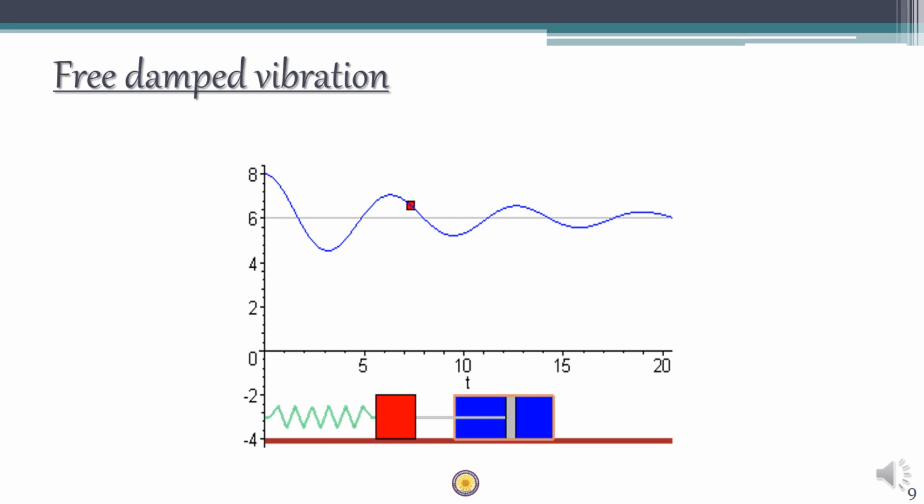Another example is free damped vibration. Here, along with the spring and mass, there will be a damper also, which is nothing but an energy dissipating system. So in a free damped vibration, the amplitude of the vibration keeps on decreasing. This is what the displacement curve of free damped vibration will look like. As time elapses, the amplitude keeps decreasing.